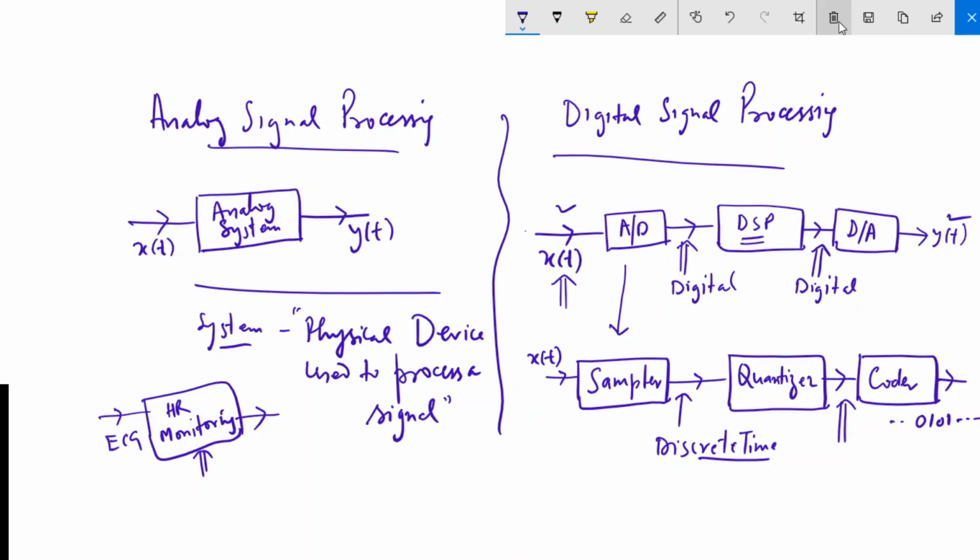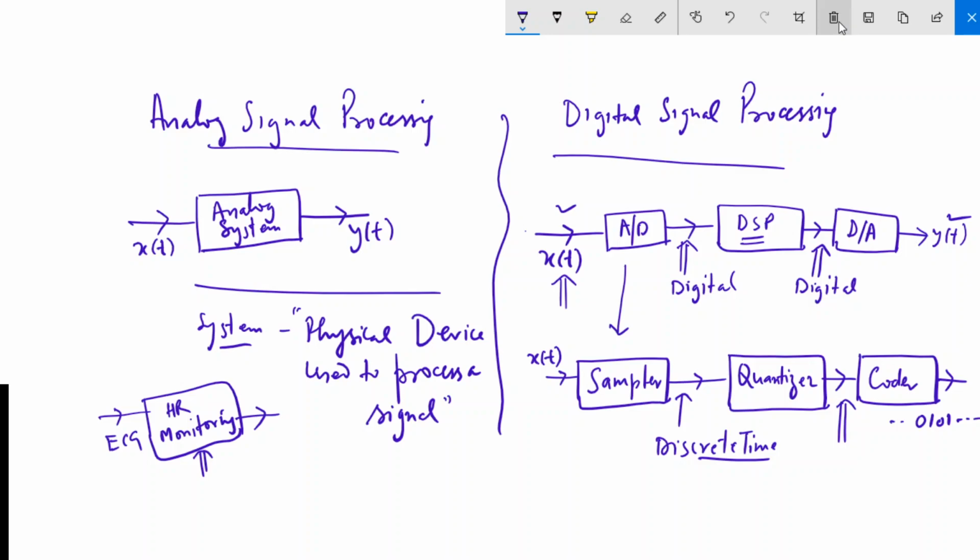Similarly, you may have an image signal and you want to compress the image, so you have an image compression system. Or when you take an image, suppose the image is blurred and you want to remove the blur from the image, so you have a different system for that, right?